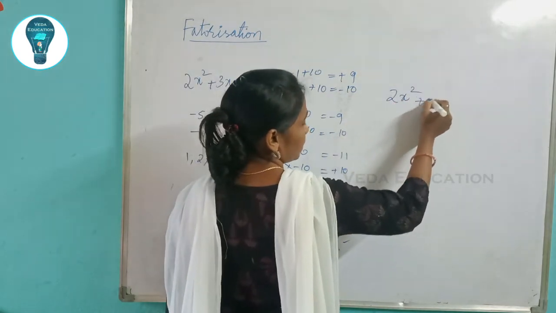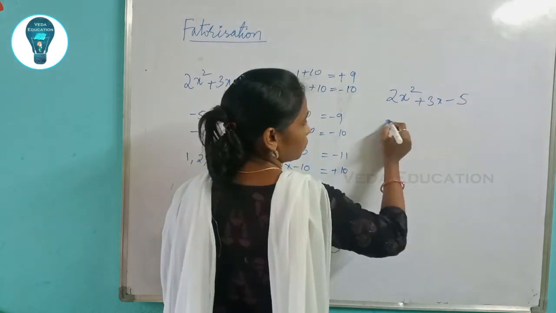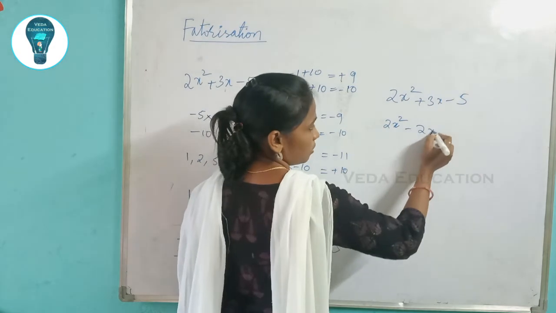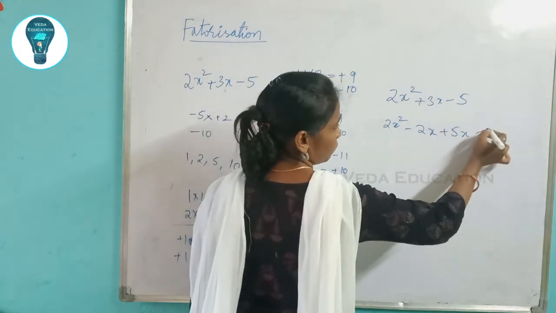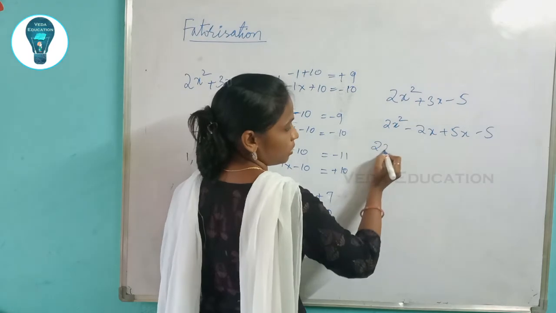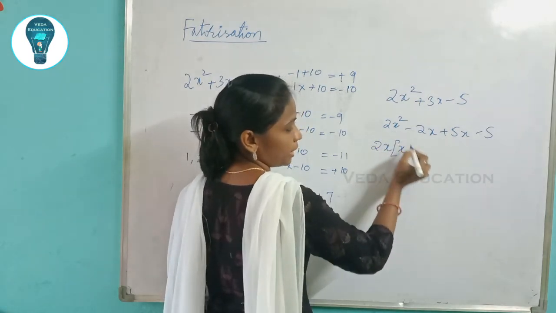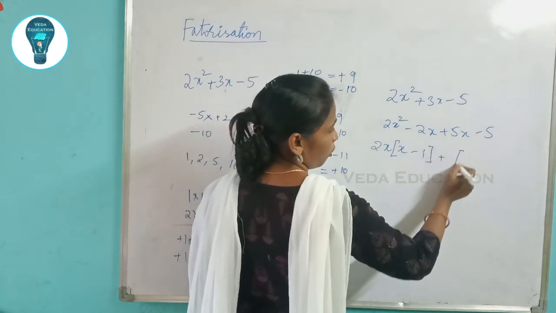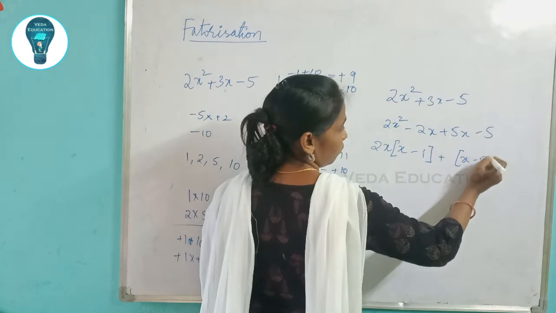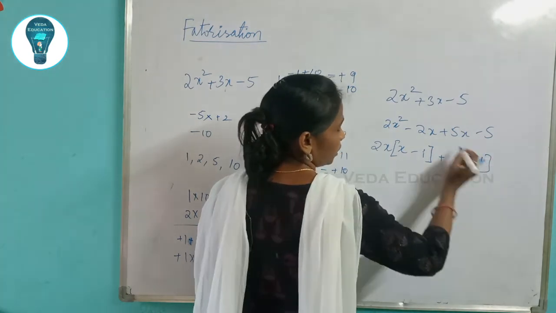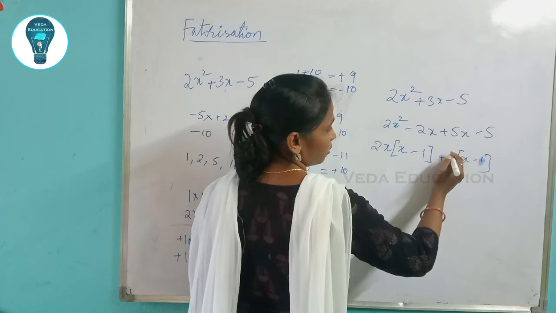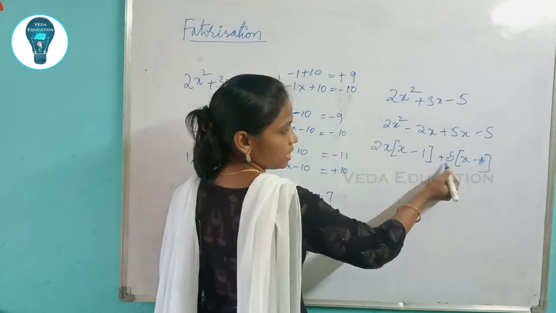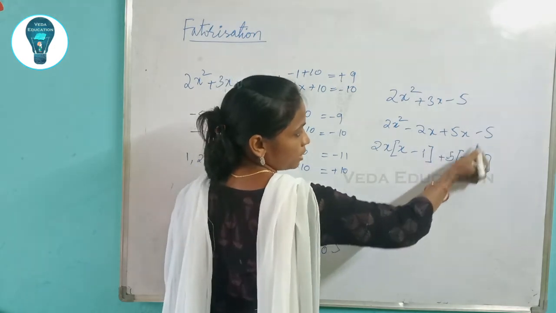Okay, now apply it. 2x square plus 3x minus 5. Now, 2x square, here the split is minus 2x plus 5x minus 5. Now in this, which is common? 2x is common. The left term is x, and here there is no number, so write 1. Next, the same polynomial, write it here also, x minus 1. Now in front, which number is left? 5. Okay, 2x into x is 2x square, 2x into minus 1 is minus 2x, plus 5 into x is plus 5x, plus 5 into minus 1 is minus 5.